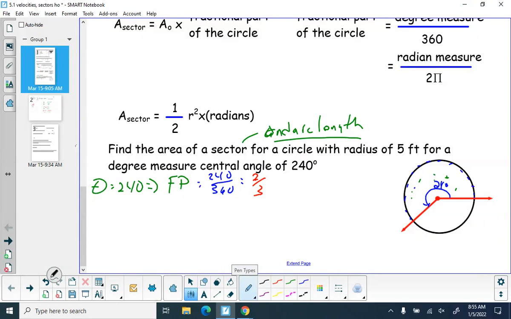The area of the circle and the circumference of the circle. Area of the circle is pi r squared. Circumference is 2 pi r. My radius is 5 feet. Find your circumference in terms of pi and the area in terms of pi.